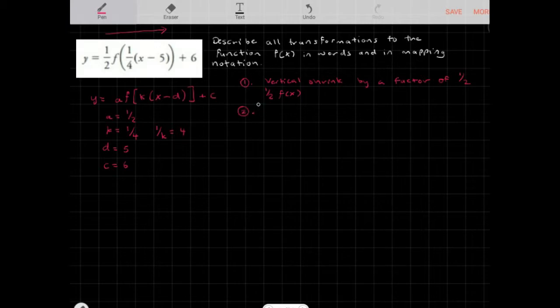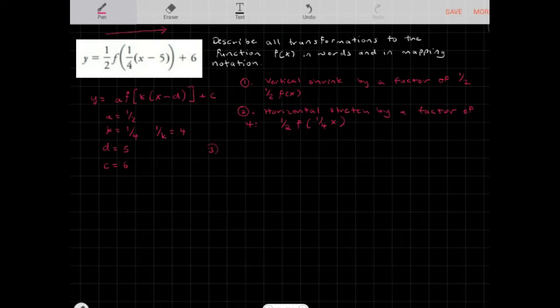Our second transformation, we have a horizontal, because 1 over k here is 4, we have a horizontal expansion or stretch by a factor of 4. Okay, so we can write that here as 1/2 f of 1/4 x. Okay, so this builds our function piece by piece.